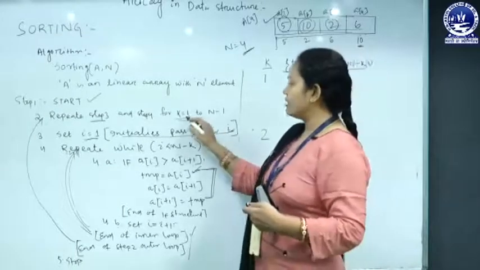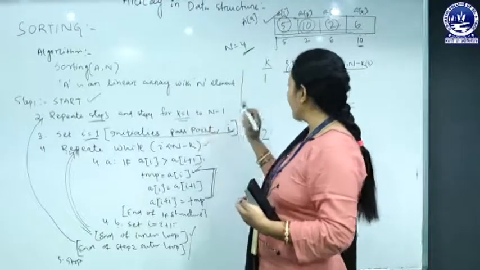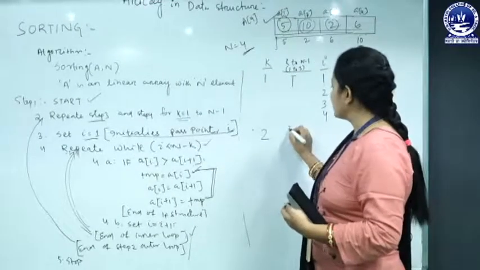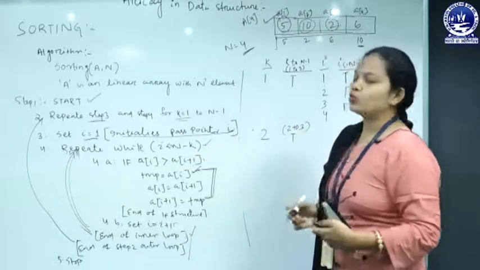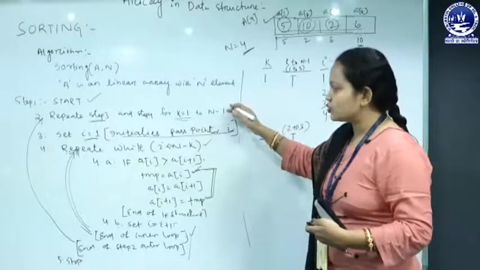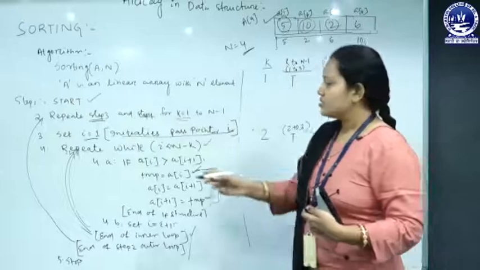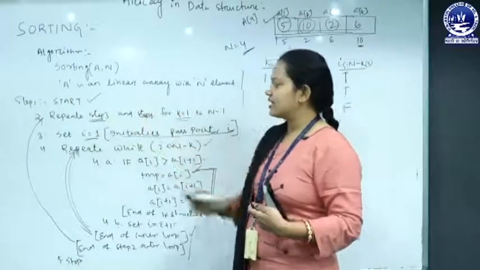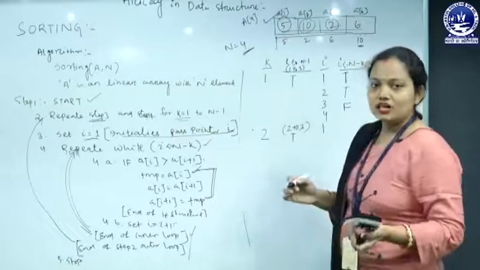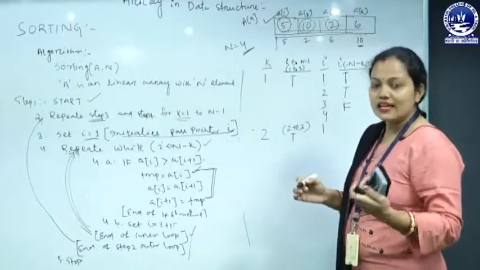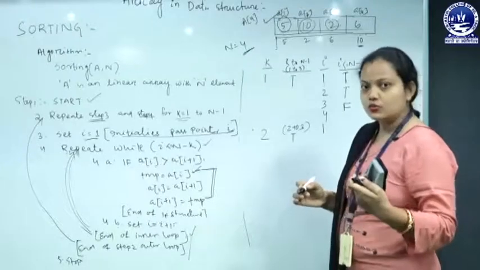So when k became 2, we will check the condition. It will be true for 2 to n minus k, that means 2 to 3. So this condition is again true. As this condition is true, then we will execute step 3 and 4. Okay, so step 3 again initialize I. So I is initialized as 1, as it is pass 2, and we are initializing the pass pointer variable, that is I equals to 1.